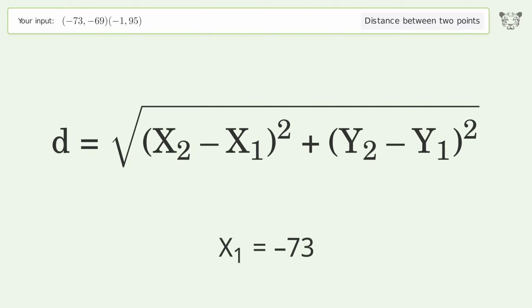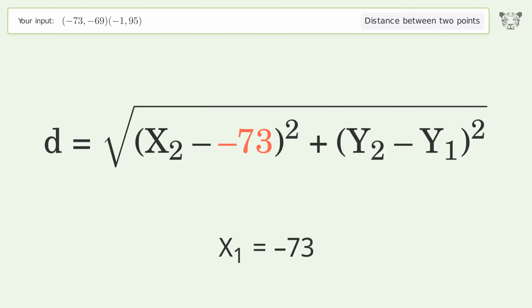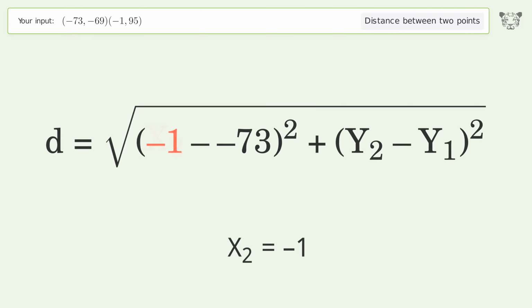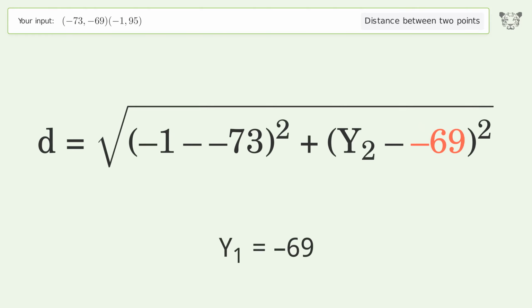x1 equals -73. x2 equals -1. y1 equals -69. y2 equals 95.